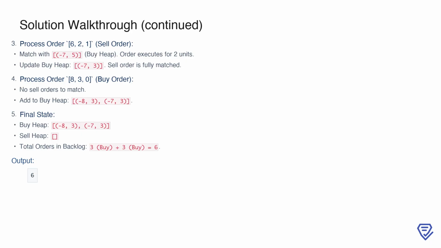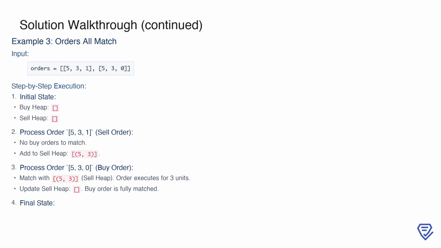Finally, the third order, 8, 3, 0, is a buy order for 3 units at a price of 8. Since there are no sell orders to match, this order is added to the buy heap as well, resulting in -8, 3, -7, 3. At the end of these operations, the total orders in the backlog are 6, with 3 units at price 8 and 3 units at price 7. The output for this example is also 6.